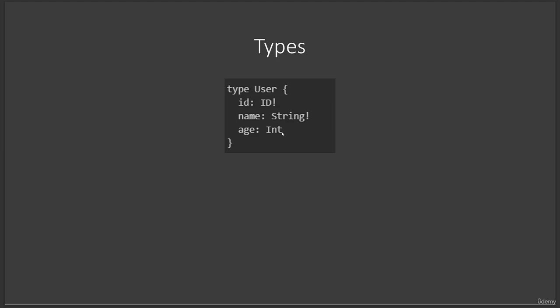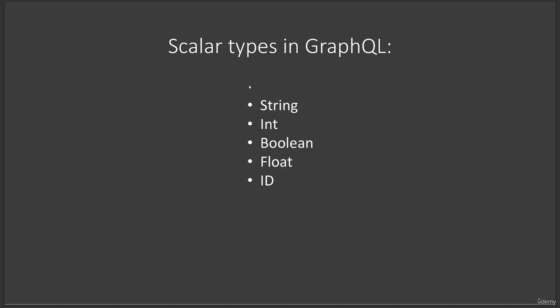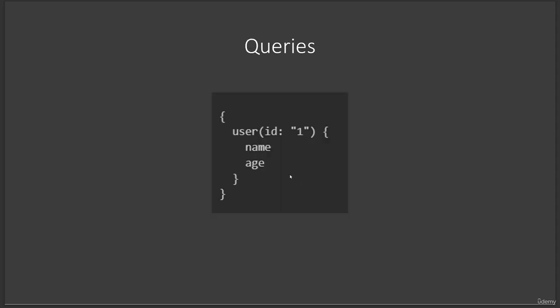There are also basic types called scalars, like string, int, boolean, float, ID. And you can create your own custom types to represent things like post, comment, or product. A query in GraphQL is how the client asks the server for data. This query is asking, give me the user with ID equal to 1, but only return their name and age. The server will look into the data and return just that, no extra fields.